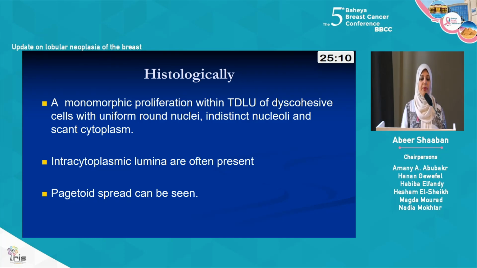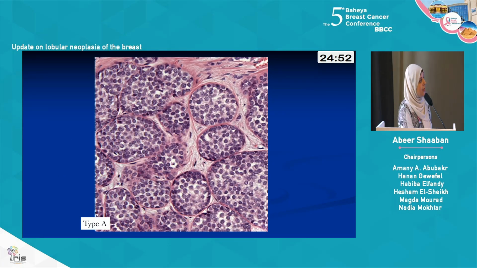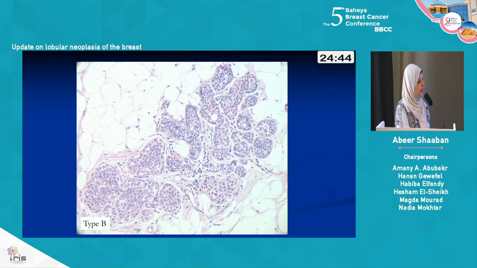Histologically, as we all know, it is a discohesive monomorphic proliferation, usually with some intracytoplasmic vacuoles, and pagetoid spread can be seen. It is really important to emphasize that the cells of classic LCIS comprise two types, type A cells and type B cells. Type A cells are the very monomorphic, almost lymphocyte-like cells with very little cytoplasm, while type B cells are more difficult, with more cytoplasm and more variability in size and shape, and this is the one that should be differentiated from pleomorphic LCIS.